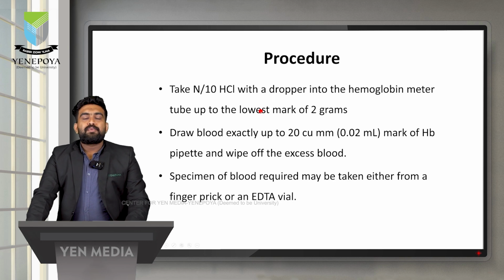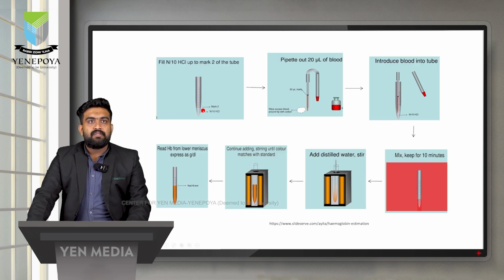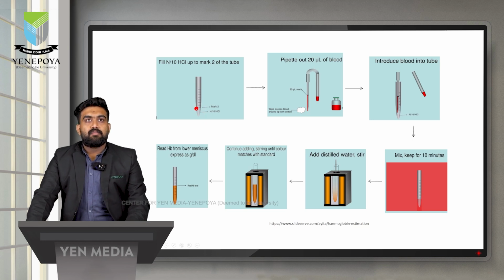Coming to the procedure of Sahli's hemoglobin estimation. As we have discussed the apparatus, we are going for the procedure now. We will take the Sahli's tube, and as I told, it has two markings, one side with the percentage and the other side with the grams. In the grams scale, the lower mark is 2. So we will take the N/10 HCl up to the mark 2. After that, we will collect the blood.